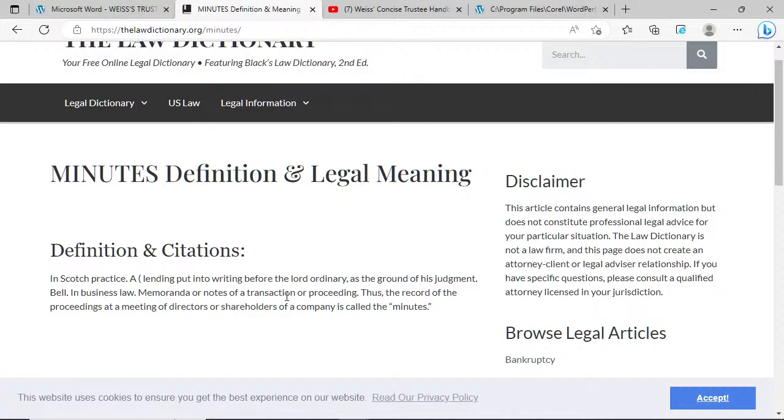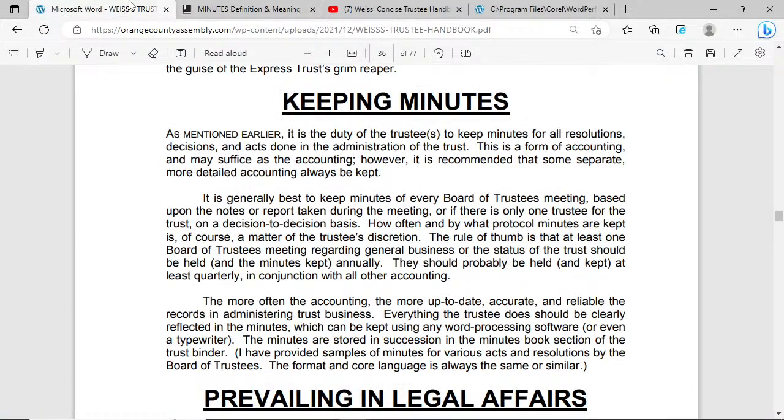In business law, minutes are memoranda or notes of a transaction or proceeding. Thus, the record of proceedings at a meeting of directors or shareholders of a company is called the minutes, or trustee. That applies there as well. So, let's say I have 10 minutes in my meeting. I'm not saying that, not 10, but just like, let's say I have 10 bullet points. Each bullet point is likely going to be a minute for you, if that makes sense.